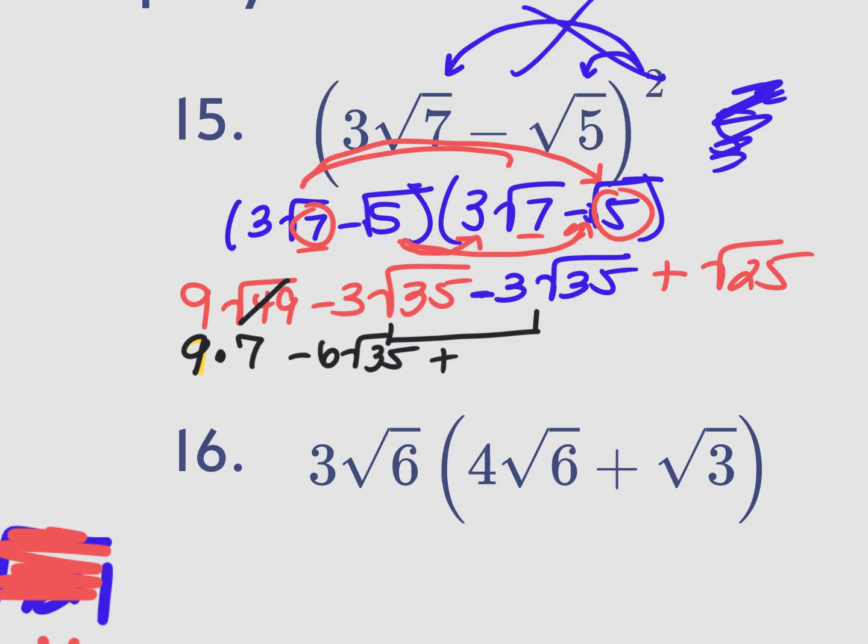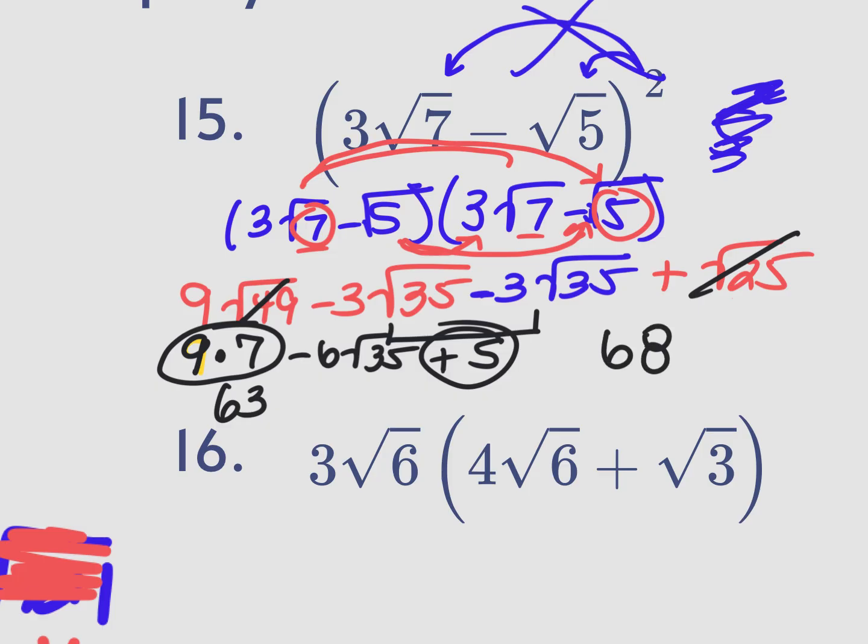And then I have plus, what is the square root of 25? 5. So right here, what's 9 times 7? 63. All right, so 63 plus 5. Can we add those two numbers together? Yes or no? Yeah, they're both just whole numbers. So 63 plus 5 gives me 68. And then you have your minus 6 square root of 35.